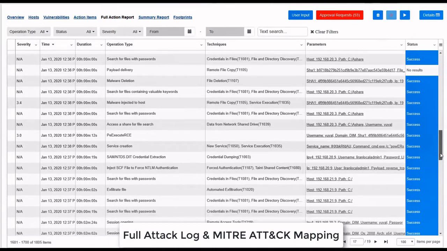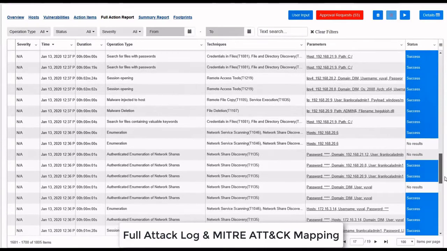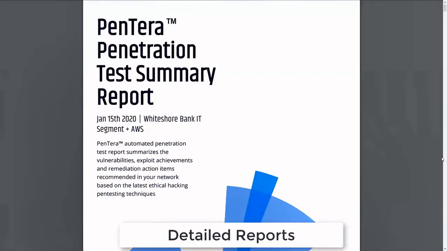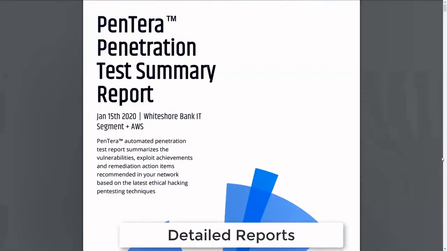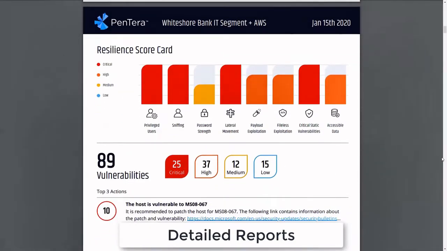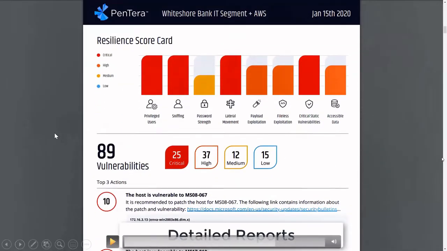Moving on from this report, we look at some of the other examples that we have, and we have both high-level overviews and also more detailed run-throughs of exactly what happened and what you now need to undertake as an action. So if we look here, we've got the resilience scorecard. This is where the PenTera machine will attribute a performance rating to every kind of element that you see here. In this instance, we can see that this particular organization have issues with the amount of high privileged users on their network, the ability for an attacker to sniff credentials, to move laterally, and to exploit critical static vulnerabilities.